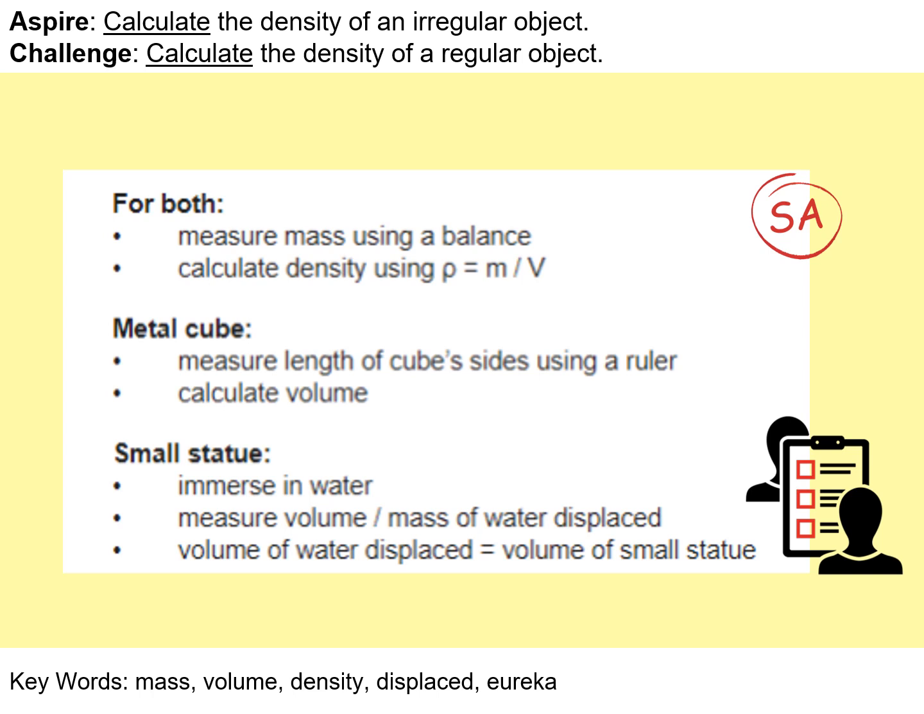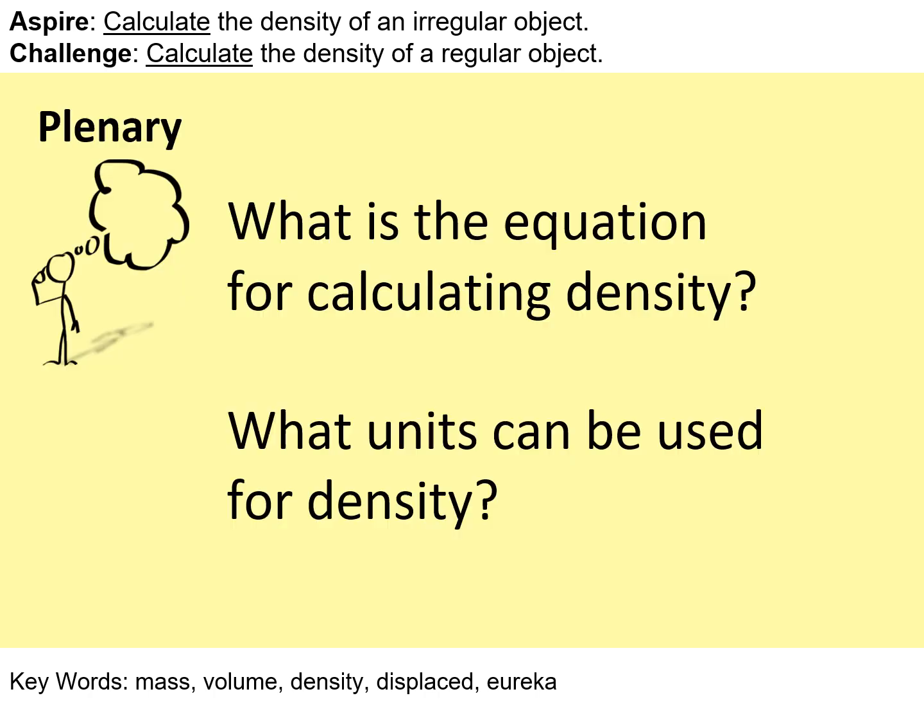For the metal cube, nice and easy one. All you have to do is measure the length. You could say measure the length, the width, and the height of it, but because it's a cube, they'll all be the same size. Times them together and then calculate its volume. For the small statue, though, you should use a Eureka can, place it into the water, and measure the amount of water that comes out of that Eureka can, and that will tell you the volume of the statue. Okay, so make sure you mark that up. It was a GCSE question, so if you're doing well with that, you're doing amazing.